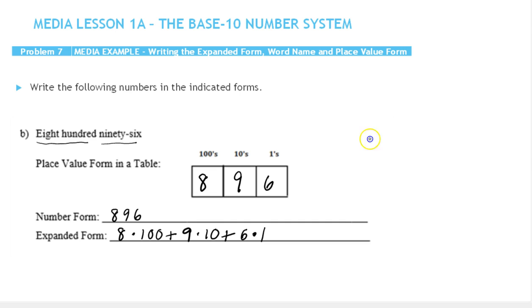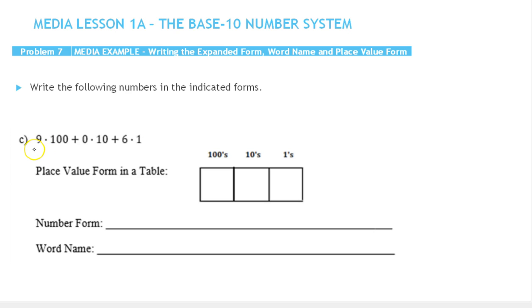We have one more left. In this example, we're given the expanded form, and we're going to transform it into the place value form, number form, and word name. So remember how we did this in the other direction. We found the number in the hundreds place and then multiplied it by 100. So here the 9 is in the hundreds place, so that's where it's going to go in the table. We have 0 times 10, so notice if we don't have any of a certain place value, if we have a 0, we write the 0 as a placeholder. So I'm going to put 0 in the tens place.